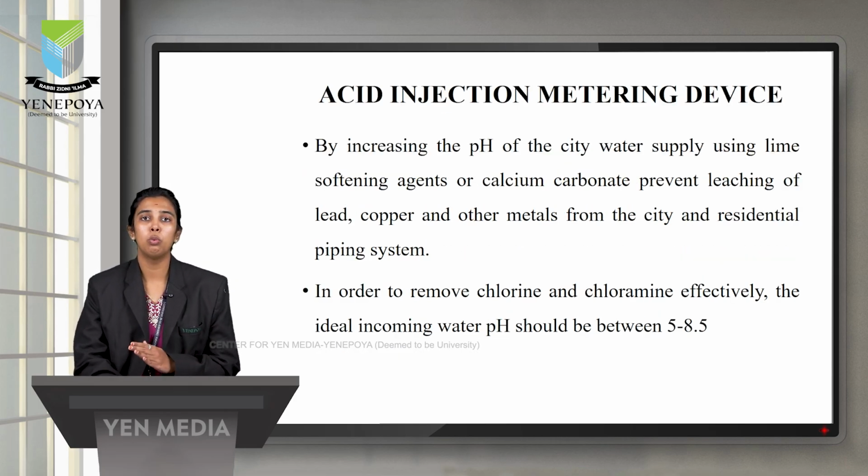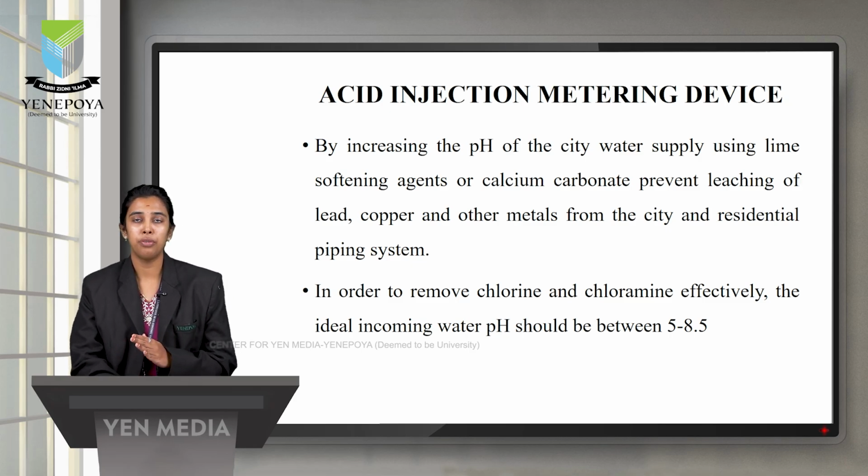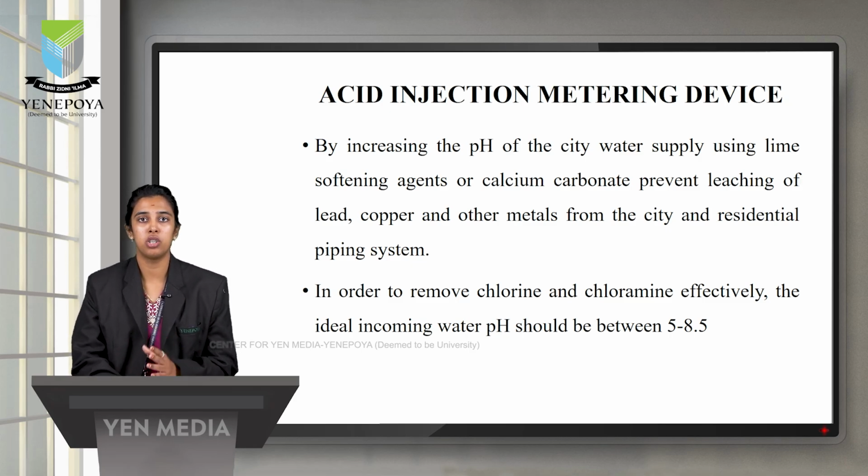Next we have the acid injection metering device. The normal water pH should be between 5 and 8.5. Usually city water is more alkaline, so to reduce the alkalinity, we use hydrochloric acid. That will maintain the pH between 5 and 8.5.